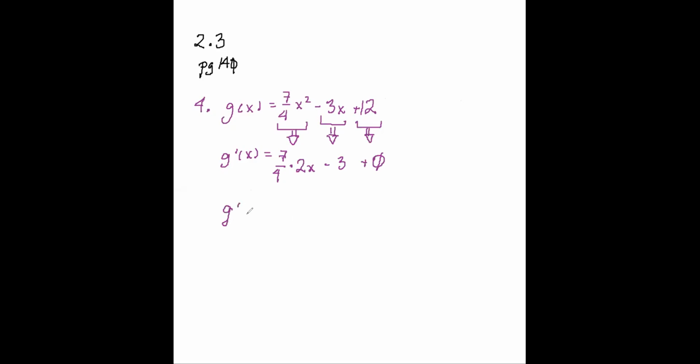So I'm going to rewrite this as 14 over 4x minus 3, or is that 7 over 2? And that's my answer.